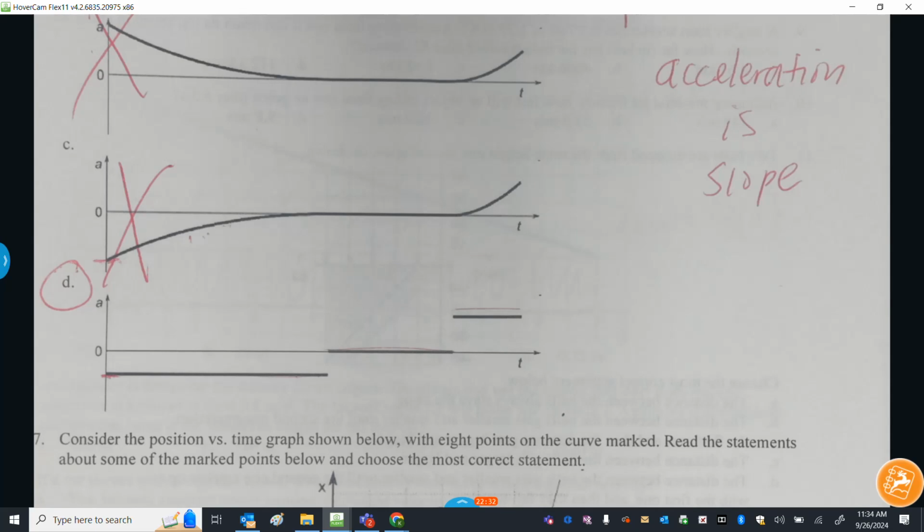70% of you got that one right, or at least overall for the campus. For us, it was 75. All right, number 7.